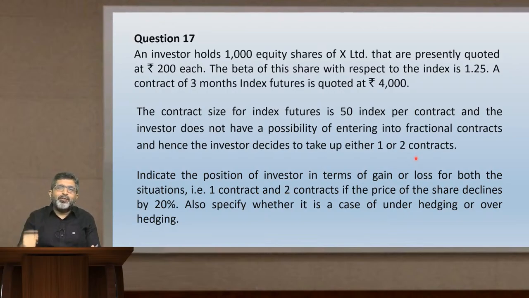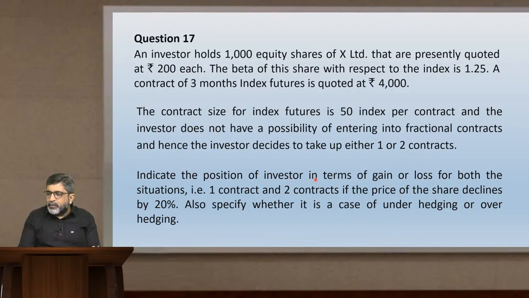Now you cannot have a contract of 62.5 index because the contract size is given as 50 index. So either you have one contract with 50 index, your requirement was 62.5, you are compromising with one contract of 50 index, and you are hedging less than the requirement. This is what we call under hedging. If you take two contracts, with contract size 50 index, two contracts would result in a position of 100 index. Requirement was 62.5, you are taking 100 index for hedging. It is called over hedging. So either it will result in under hedging or over hedging.